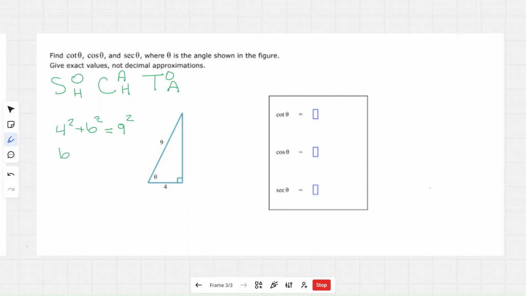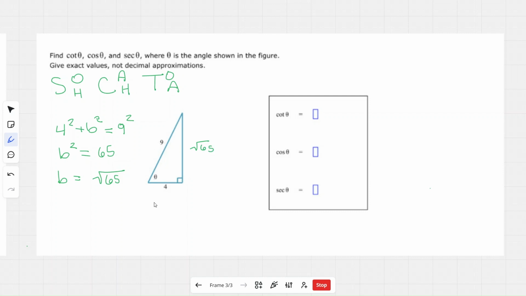So when I solve my equation, I had b squared equals 65. And that cannot be simplified, so I'm going to just call it the square root of 65, and I'm going to label my triangle with it right here.